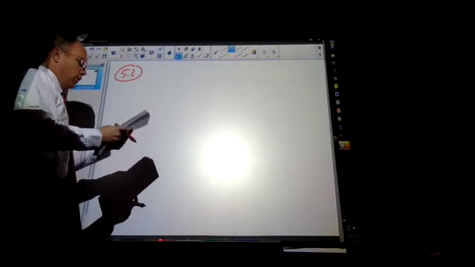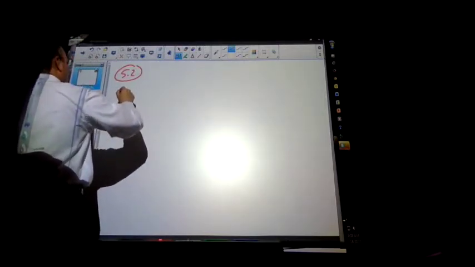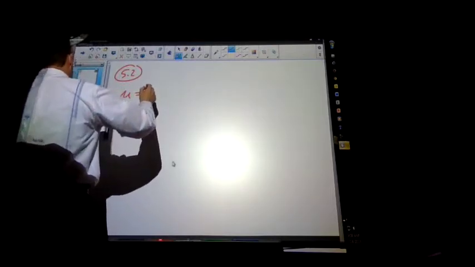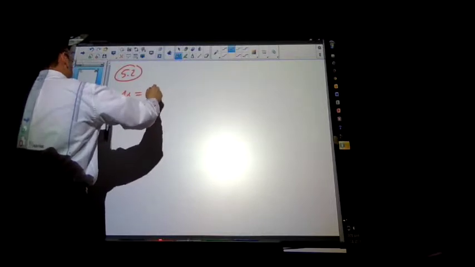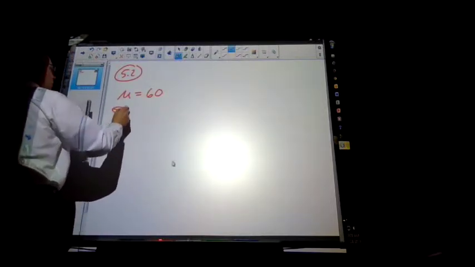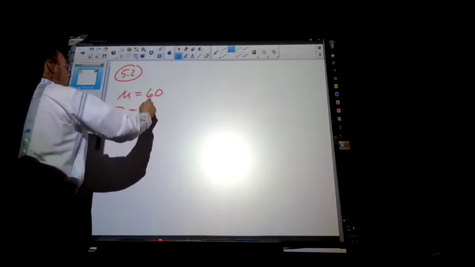So on 5.2, we could probably run through this. We have an average. You remember, we're going to use the Greek letter mu now for average. Mu is 60 milliseconds. Standard deviation, which is speed, is 10 milliseconds.